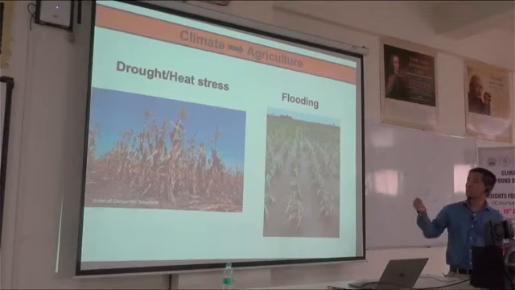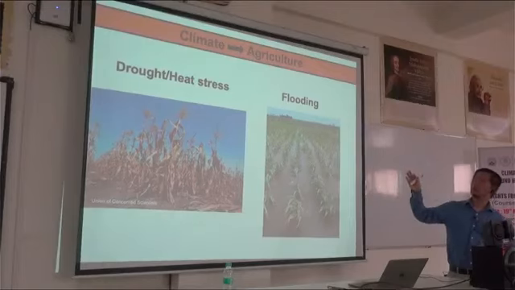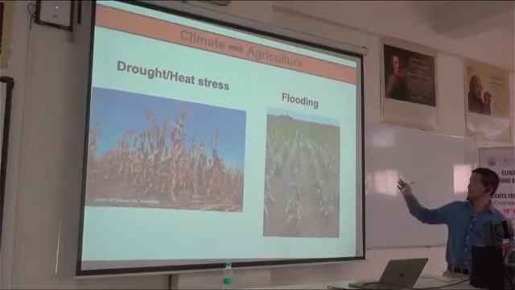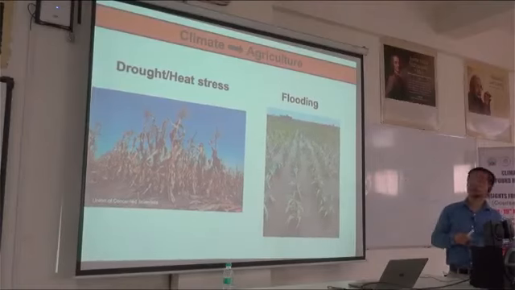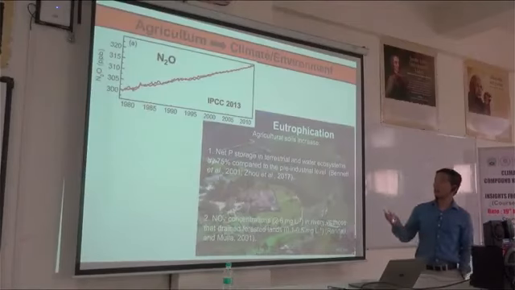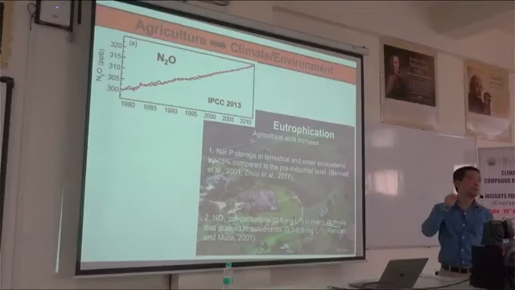When we think about the relationship between climate and agriculture, on the one hand, the climate conditions will impact the agriculture yield. We have heat waves and drought conditions. At the same time we could have flooding. So they both impact agriculture production.